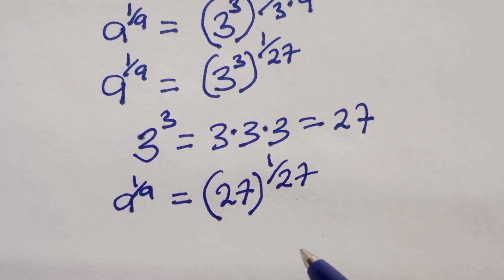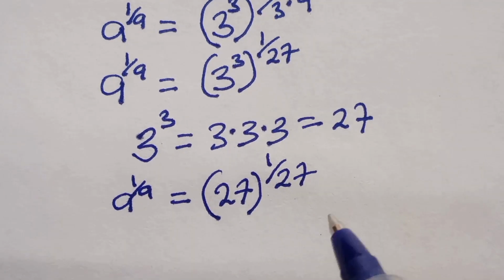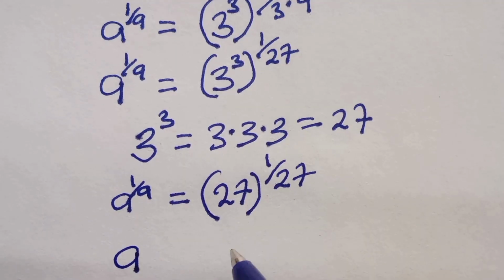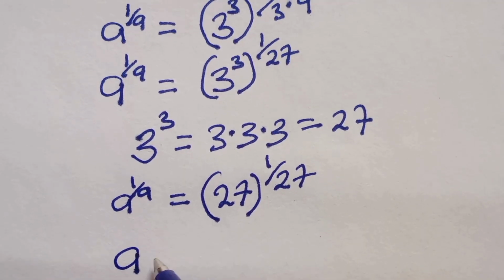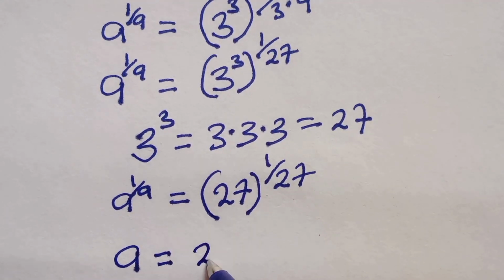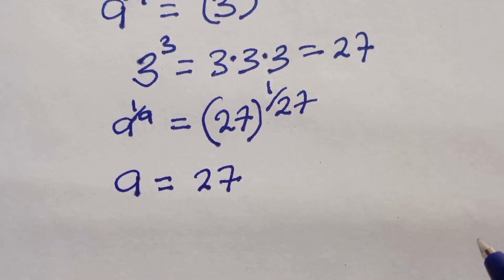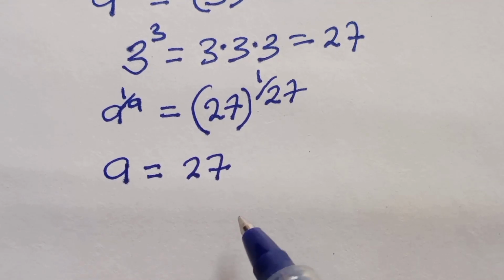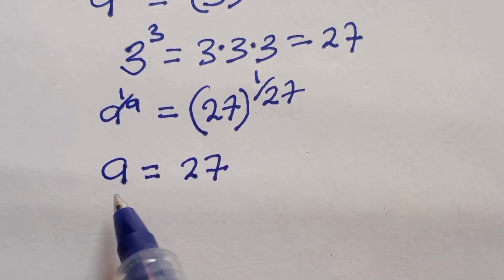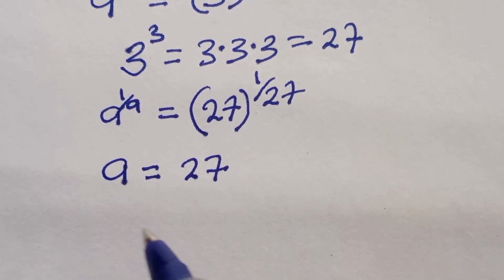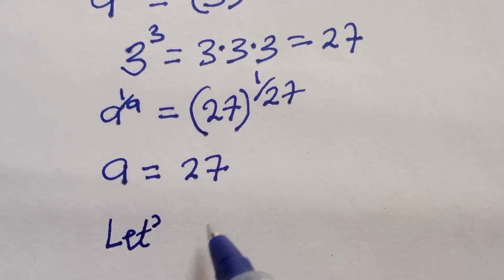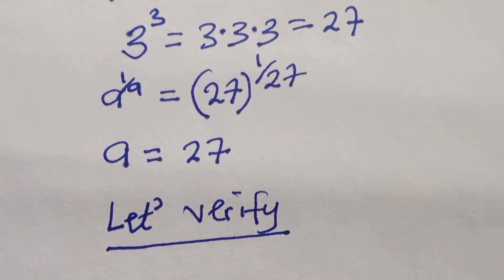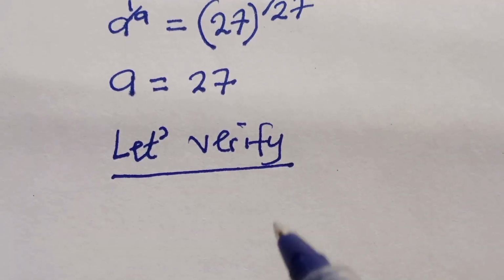So from here, we will apply a principle. So this shows that our a, what we are having here simply means our a is equal to 27. But for us to be sure that what we have been doing since morning is correct, that is, our original value of a is 27, let's now verify that. Let's verify if our real answer is 27.